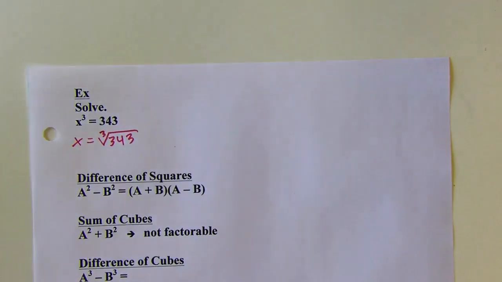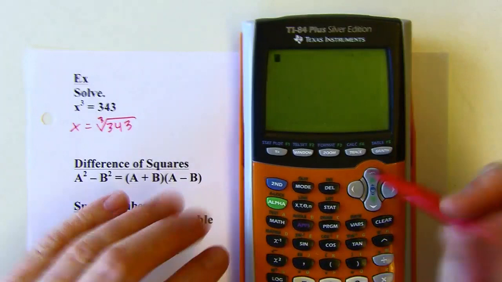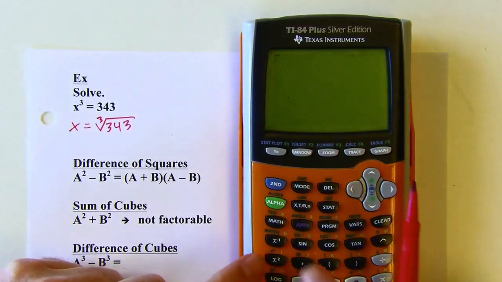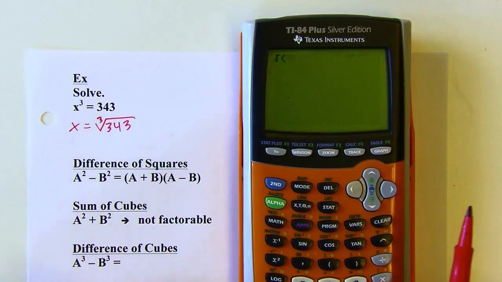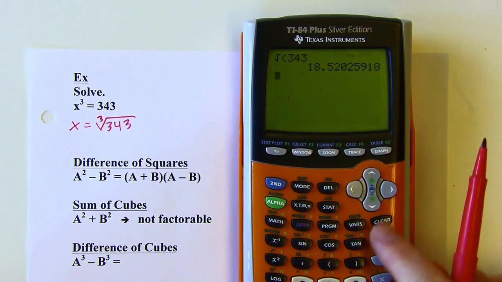So one way to handle this is with a calculator like this, okay? So we've got our square root button. You'd hit second and then this x squared button, but that's just going to give me the square root of 343. So, 18.5 roughly times itself would equal 343. So that's not going to work.